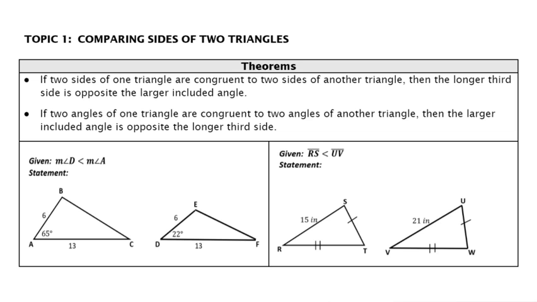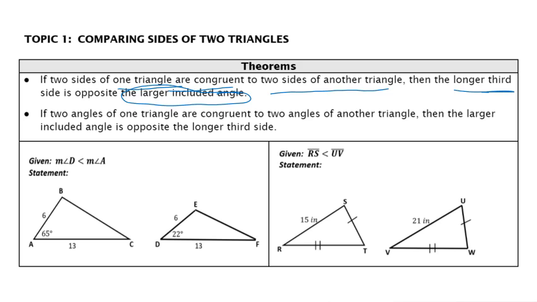So what this says is if two sides of a triangle match up to two sides of another triangle, and we know the angle between those two sides, there's a relationship between that and the third side. Whatever triangle has the larger angle between those two equal sides will have the longer third side. And the same is true for the converse, or the flipped version.